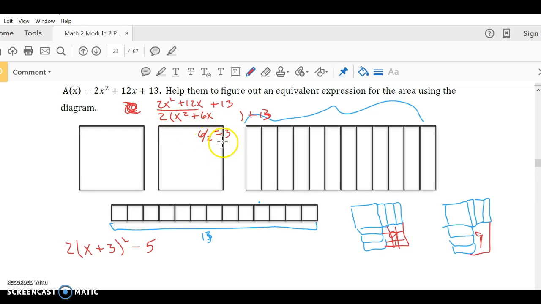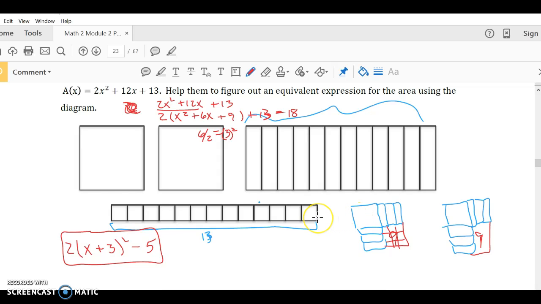Now, if I take 3 and I square it, I get 9. So to complete the square, I have to have 9. Which means I have 2x squared plus 12x plus 18. But if I added 18, right, to keep it equal, I have to subtract 18. And what is 13 minus 18? Negative 5. So this is the equivalent expression that you would use.